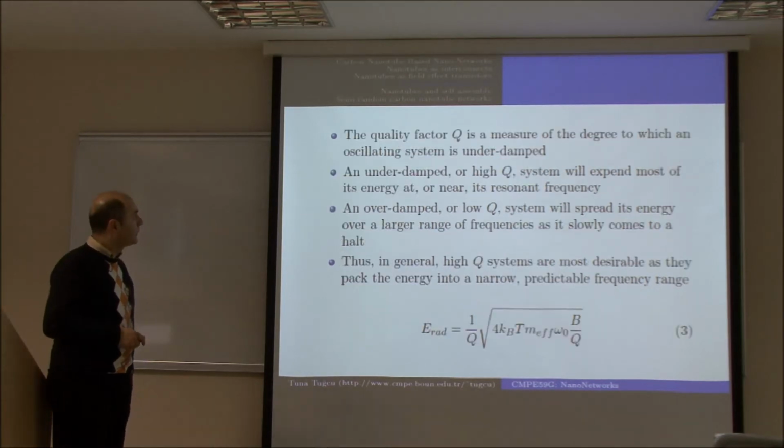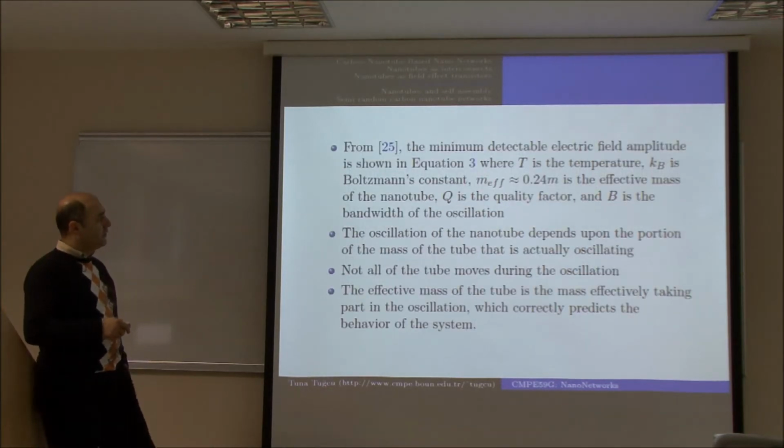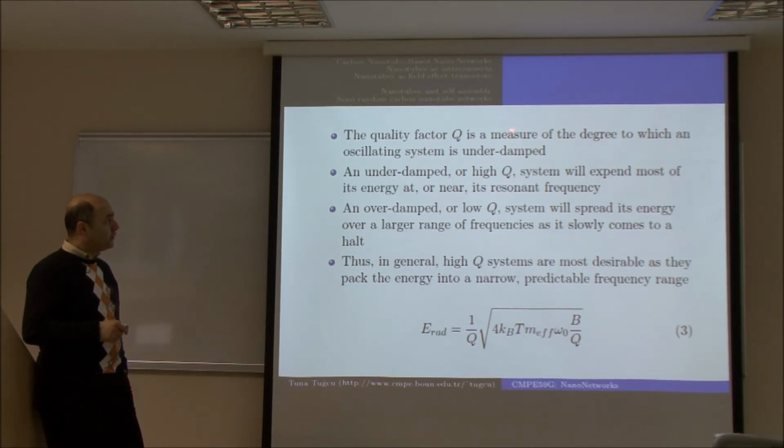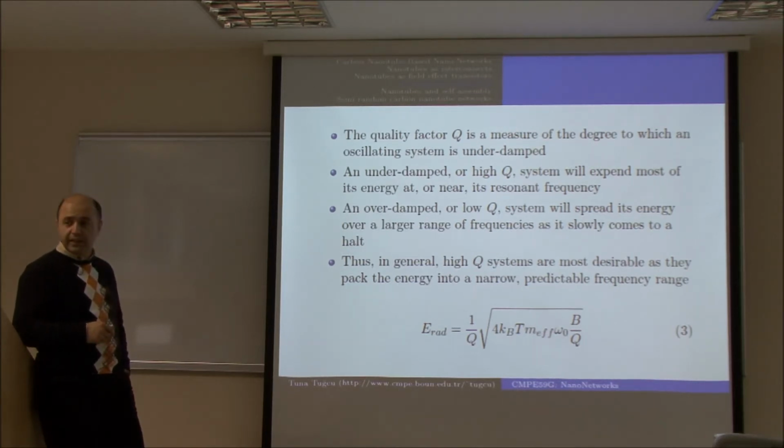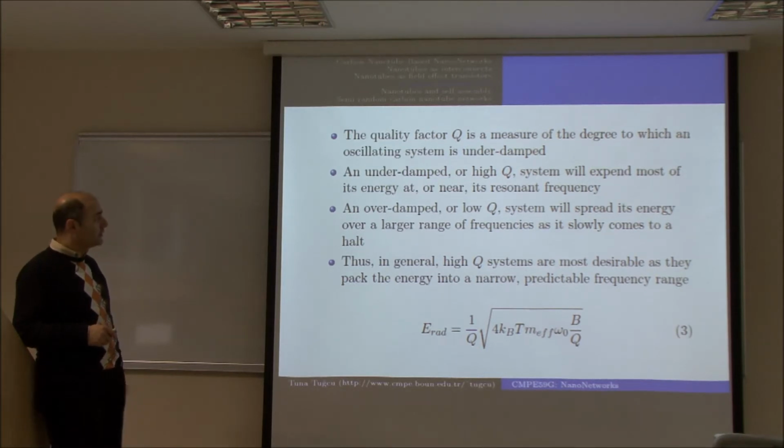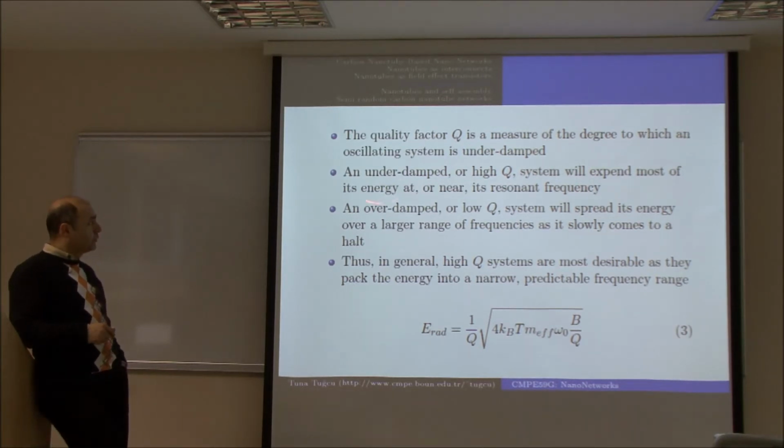That quality factor we mentioned here, Q, is a measure of the degree to which an oscillating system is underdamped. If a system is underdamped, we say it has high quality factor. Such a system will expend most of its energy at or near the resonant frequency. On the other side, a system with low quality factor, which means it's overdamped, will spread its energy over a large range of frequencies as it slowly comes to a halt, rather than keeping on oscillating.